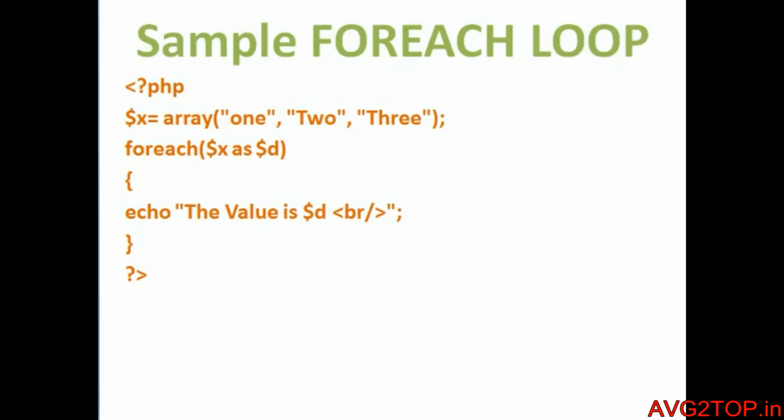And this is the sample program. In this program, I have stored the array values in the variable $x, and in the foreach loop, I have assigned the $x values to another variable $d. Now the values in $x move to the new variable $d. This is the output of the foreach loop, and it displays the array values.